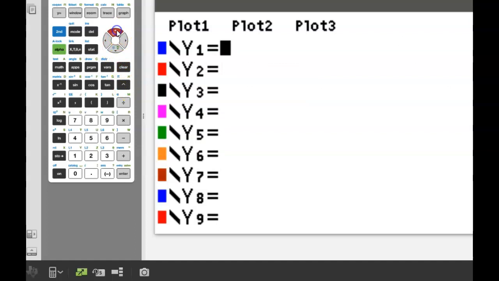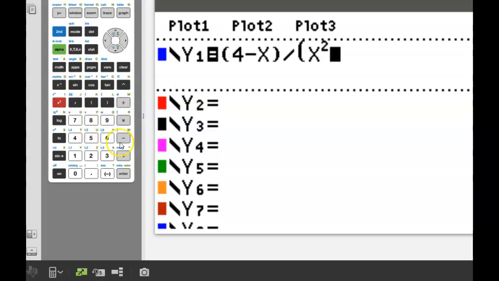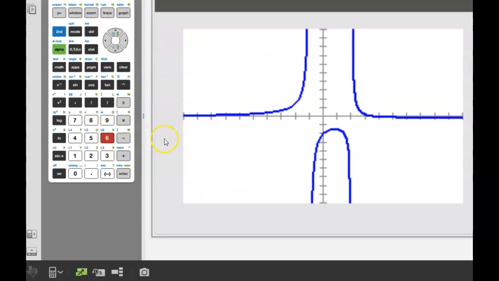All right, this one was 4 minus x, is that how it started? Divided by x squared, and then I forget, minus x? Minus 2? Did I get it right? Okay. If I do a zoom 6, this is what I'm seeing. Does that match with what we have? We had 2 asymptotes, right?